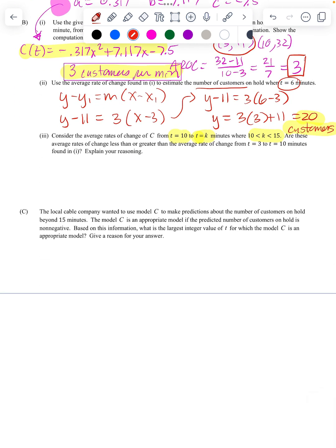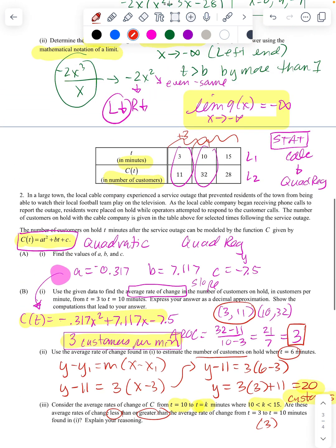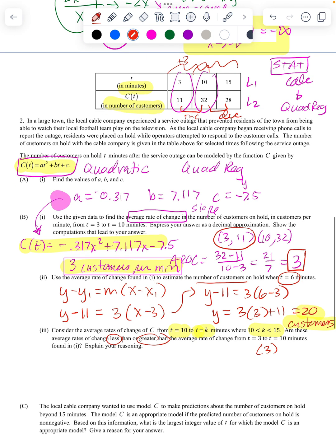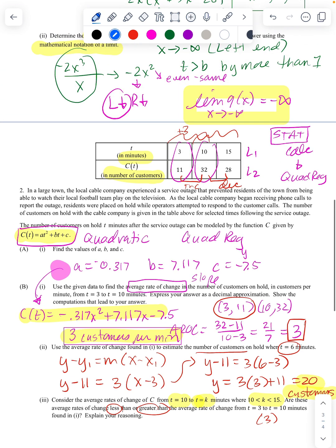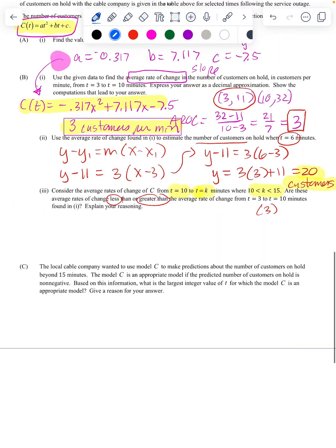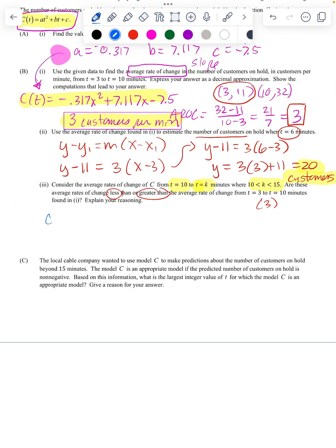Are these average rates of change less than or greater than the average rate of change from 3 to 10, which keep in mind was 3? Explain your answer. If you look at this data, you can see that there is an increase here and then a decrease here because this is quadratic. So it's going to go up and then it's going to come back down. So the rate of change here is going to be going up and then here it's going to be coming down. Meaning when I go to answer this question, I'm going to say C of t is quadratic.